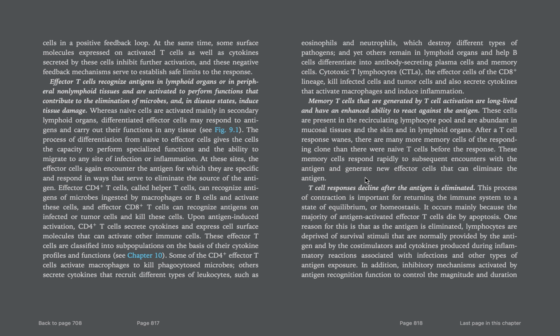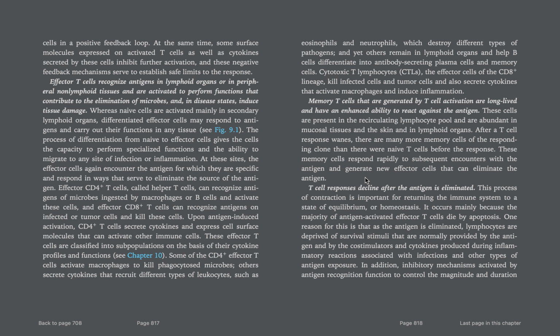After a T cell response wanes, there are many more memory cells of the responding clones than there were naive T cells before the response. These memory cells respond rapidly to subsequent encounters with the antigen and generate new effector cells that can eliminate antigen.